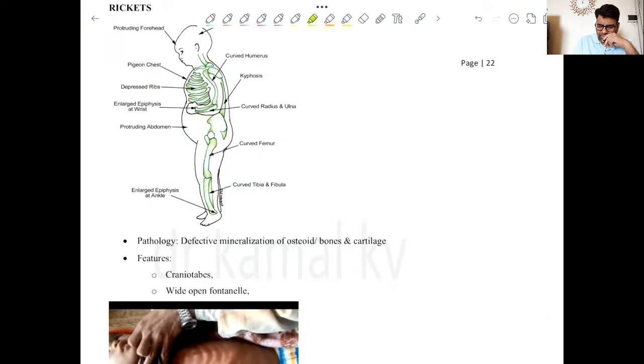Then coming to rickets, the pathology is that there is defective mineralization of osteoid, and therefore the bones remain comparatively weaker.